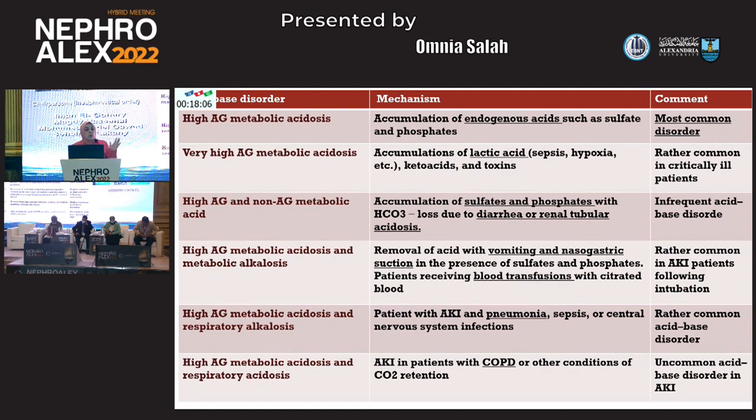Some rare cases of high anion gap mixed with non-anion gap metabolic acidosis occur due to an additional cause such as diarrhea or renal tubular acidosis. In AKI patients following intubation, we might see a case of both high anion gap metabolic acidosis and metabolic alkalosis due to vomiting and nasogastric suction. Also, high anion gap might be associated with respiratory alkalosis in patients with pneumonia or sepsis, and that's rather common. And rarely we might find associated respiratory acidosis in case of COPD or CO2 retention.